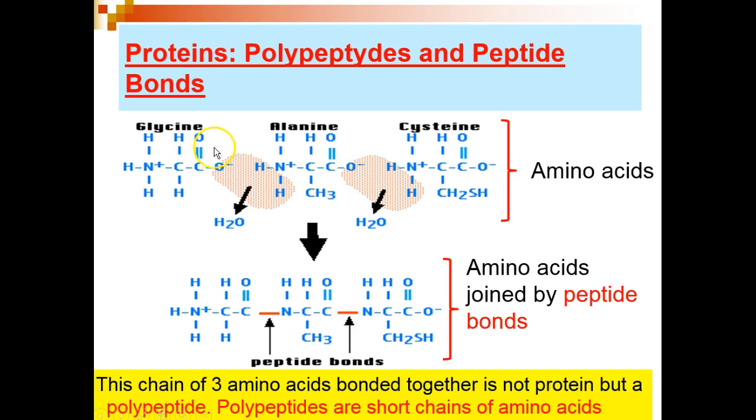This figure shows you 3 amino acids bonded together by 2 peptide bonds. This chain of 3 amino acids does not constitute a protein. This is called a polypeptide. Polypeptides are short chains of amino acids.